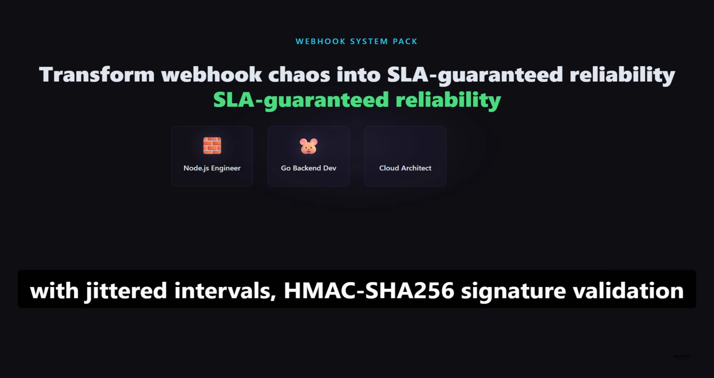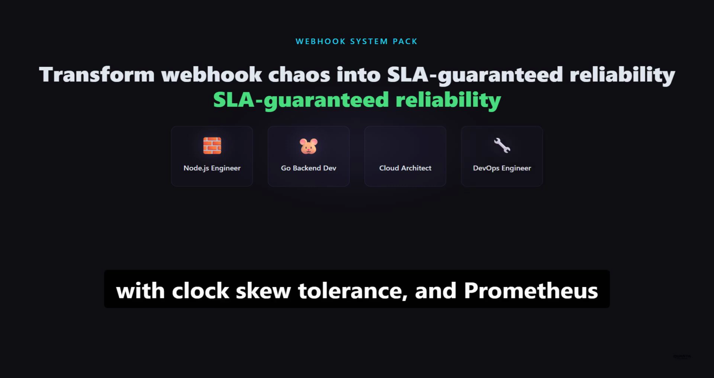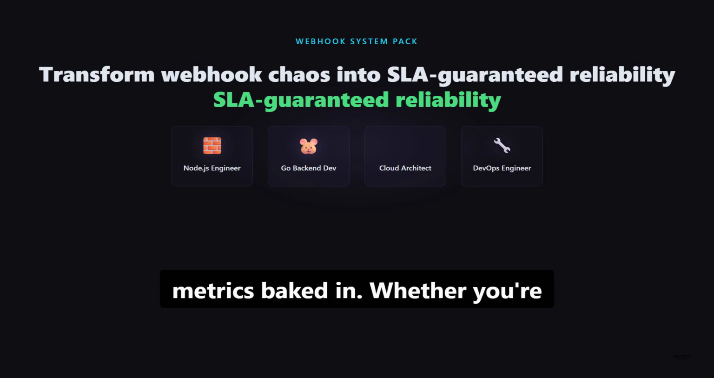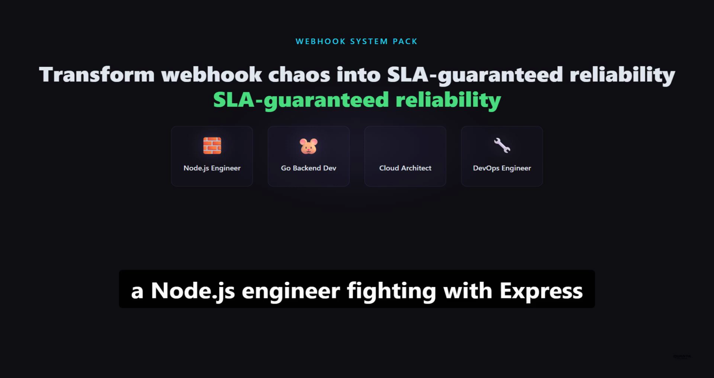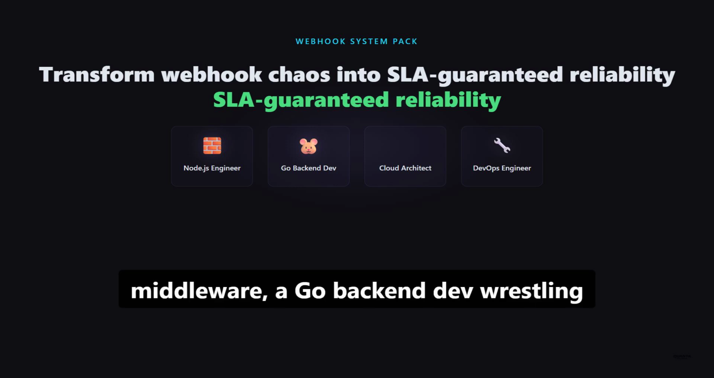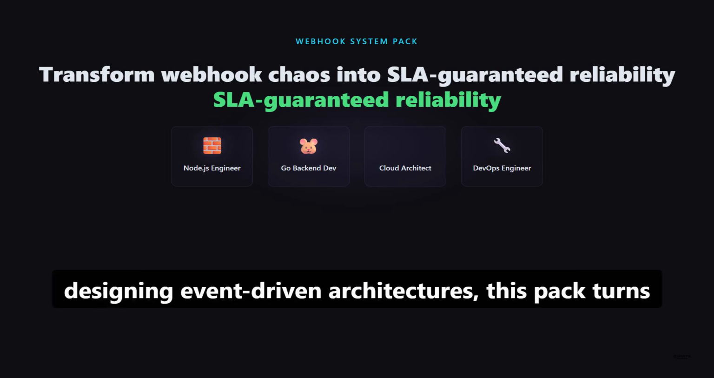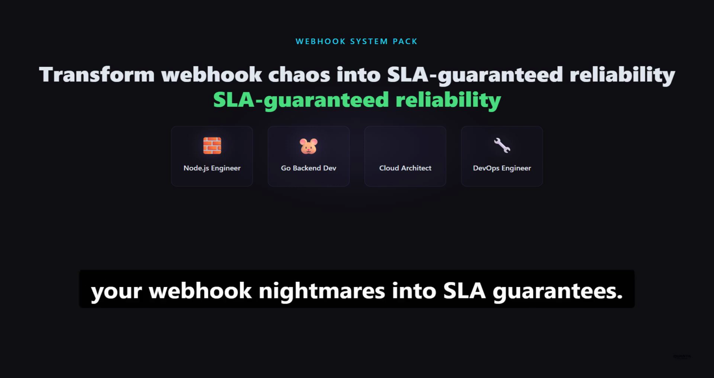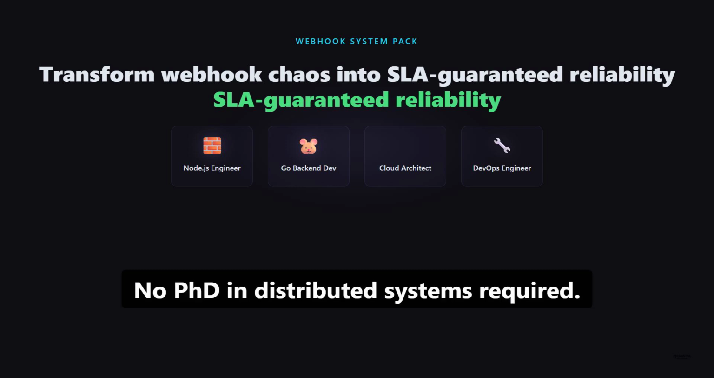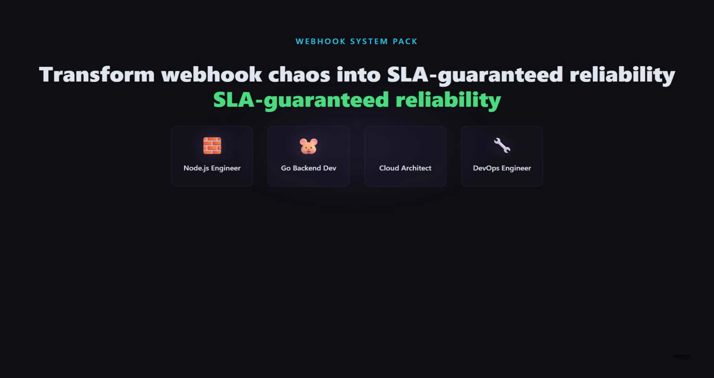signature validation with clock skew tolerance, and Prometheus metrics baked in. Whether you're a Node.js engineer fighting with Express middleware, a Go backend dev wrestling with concurrency, or a cloud architect designing event driven architectures, this pack turns your webhook nightmares into SLA guarantees. No PhD in distributed systems required.